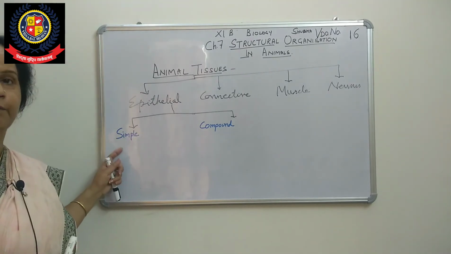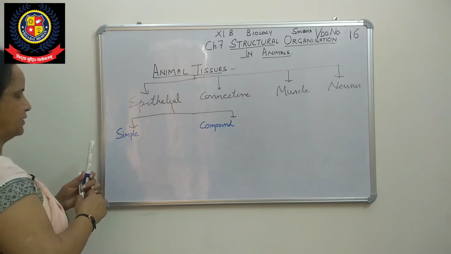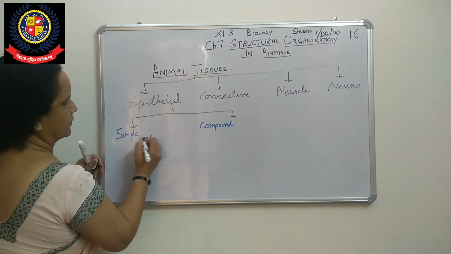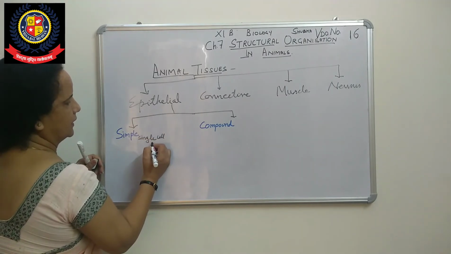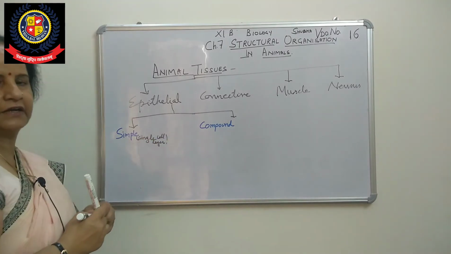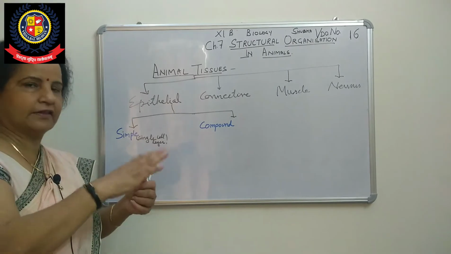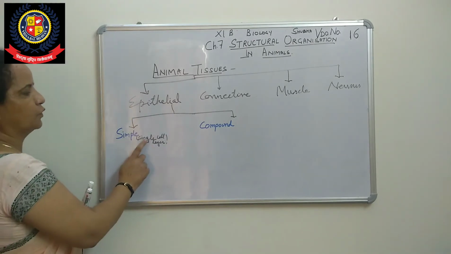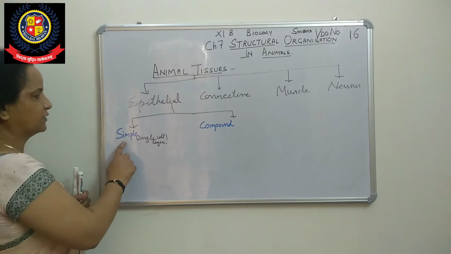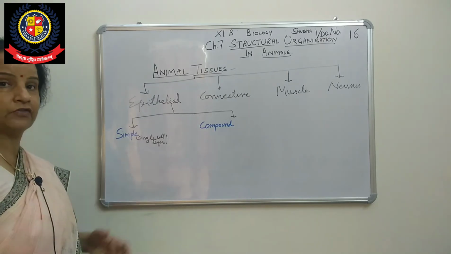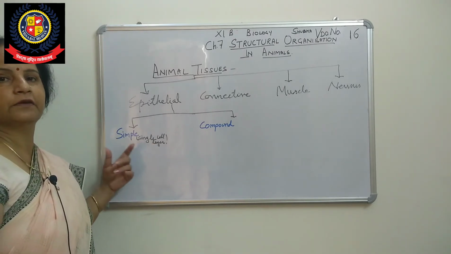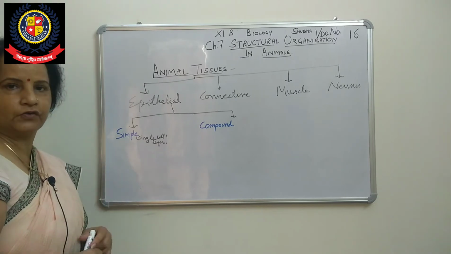When we talk about simple, there is only a single cell layer, which means only one layer is formed. That layer is formed by cells in a single layer. That is called simple tissue. Its functions are mainly absorption, secretion and diffusion, performed by simple epithelial tissue.